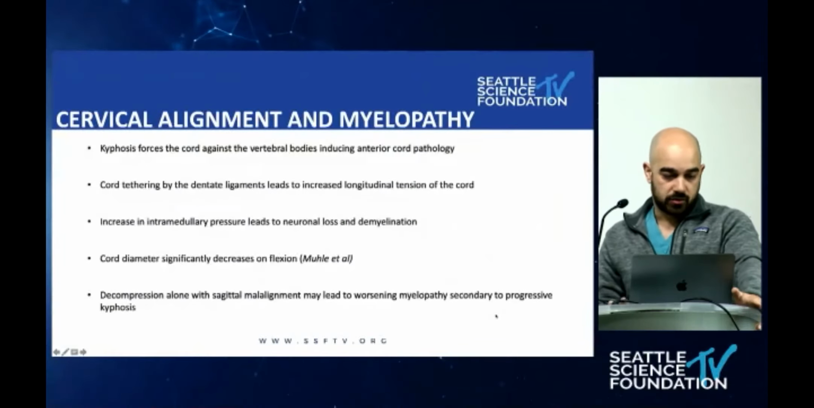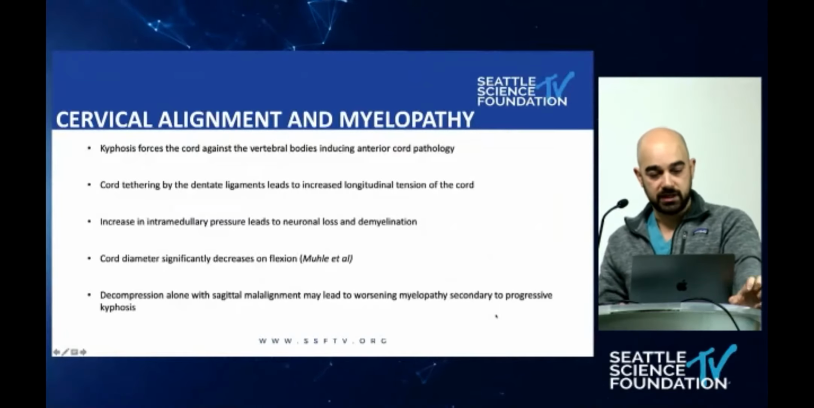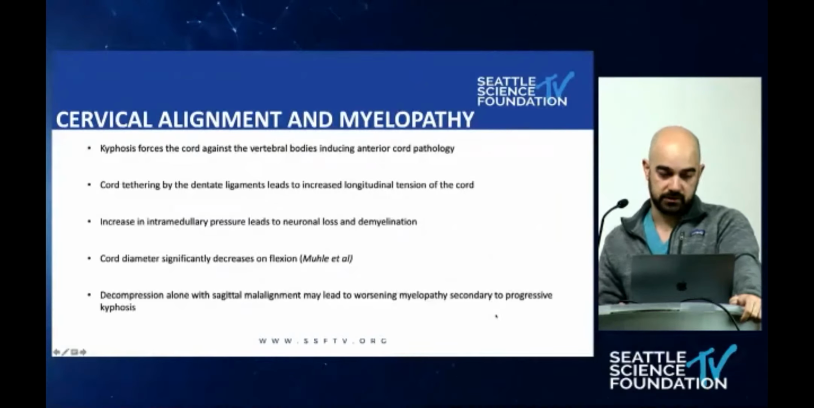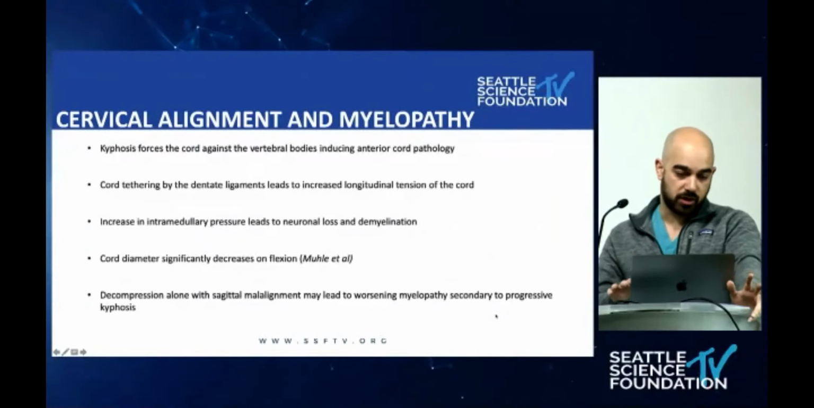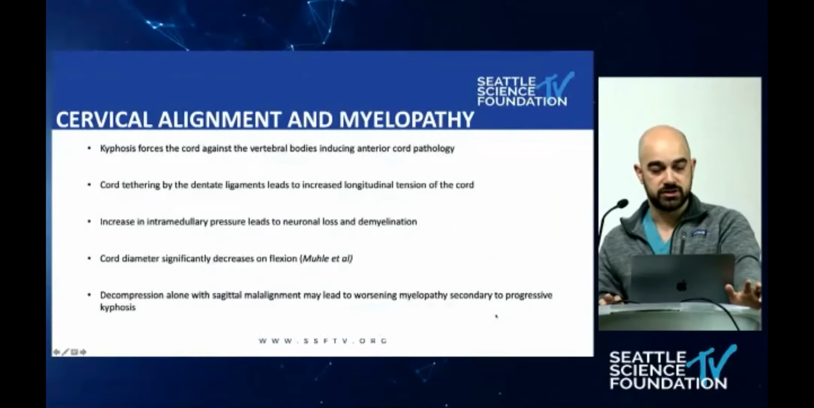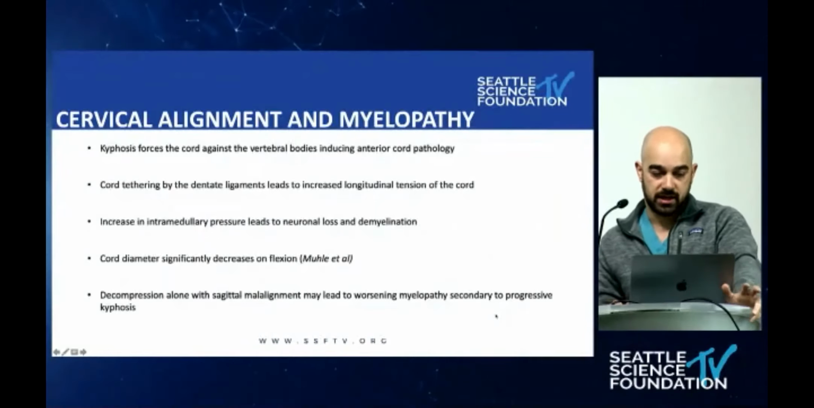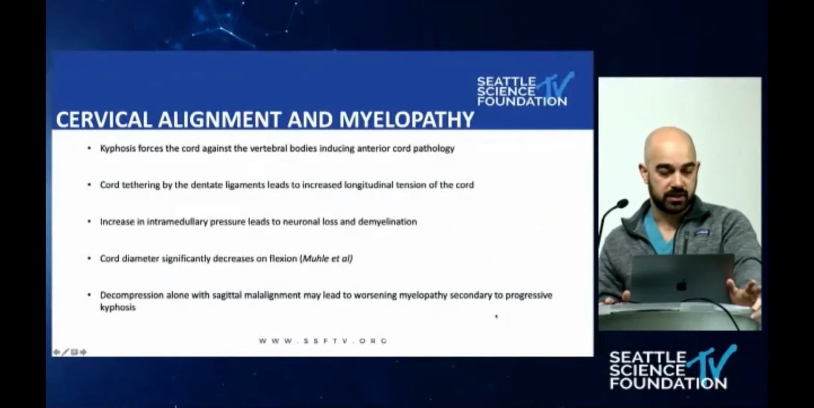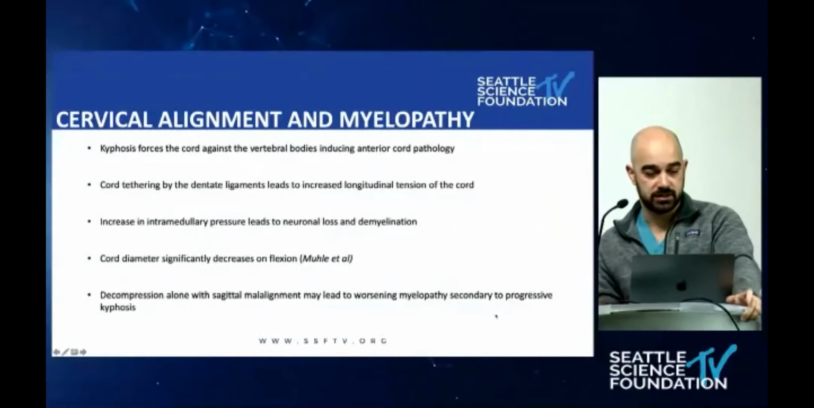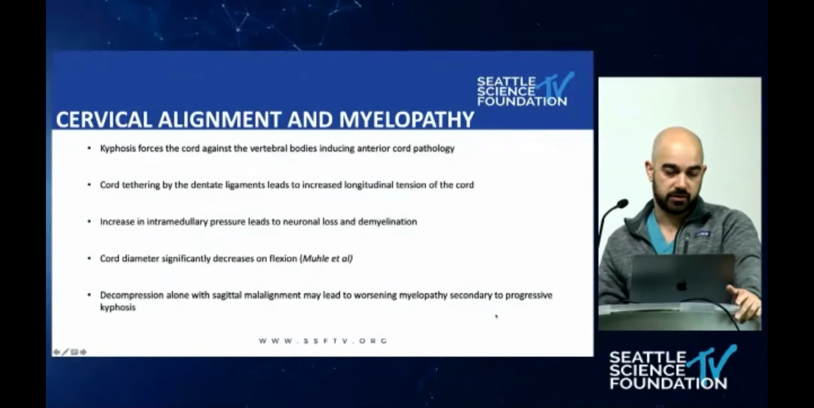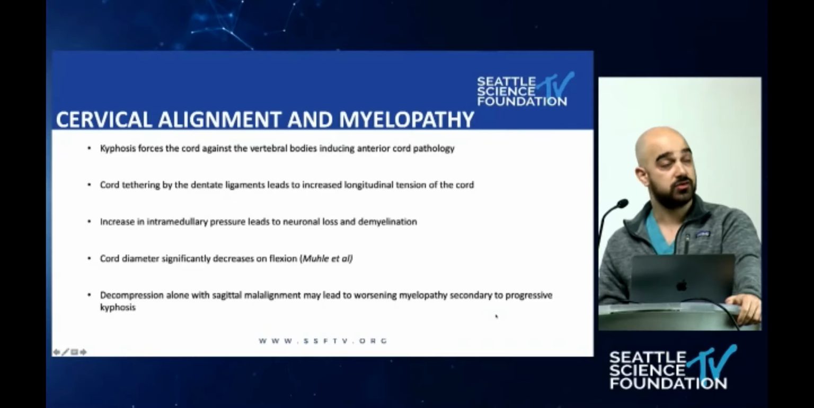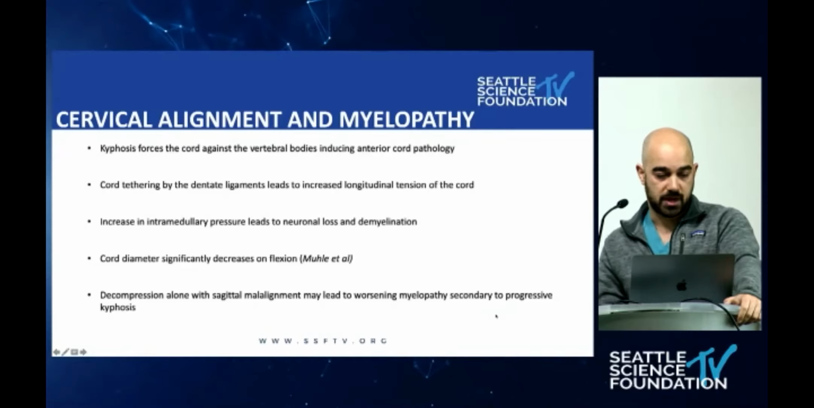In terms of correlation between cervical alignment and myelopathy, as I mentioned, there have been some studies that showed that deformity itself contributes significantly to development of myelopathy in these patients. This has to do with, as you become more kyphotic, your cord basically pushes against the vertebral bodies and induces anterior cord pathology and cord tethering, as you have the dentate ligaments that hold it in place. It leads to increased longitudinal tension, especially anteriorly on the cord. And with increase in intramedullary pressure, you can lead to demyelination and progression of myelopathy.